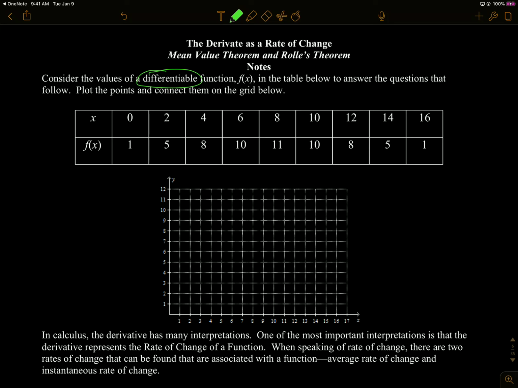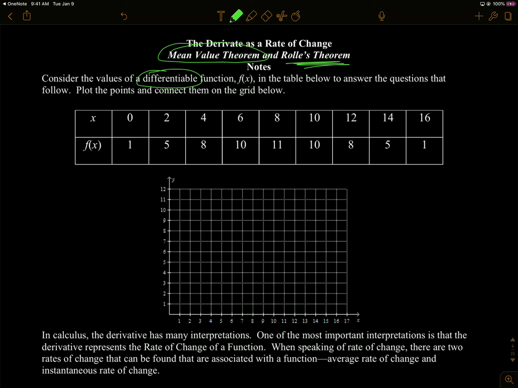But the two theorems that we're going to look at today are the mean value theorem and Rolle's theorem. Rolle's theorem is really just a special case of the mean value theorem. You can get by just knowing the mean value theorem, but Rolle's theorem is a specific case of it. Both of them are existence theorems. And the first thing is we have to have a differentiable function.